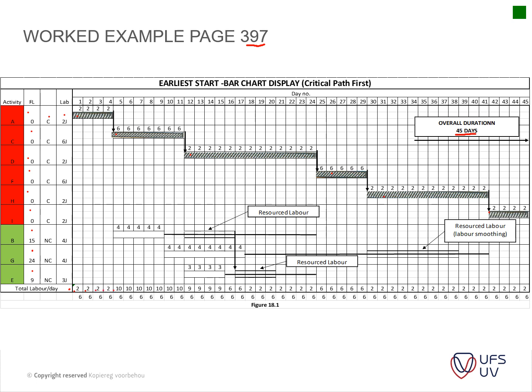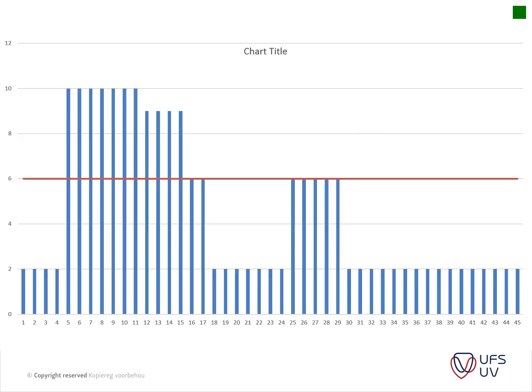And then from this table, you basically draw up a histogram, which is shown in figure 18.2, which indicates your peak demand. So it's very easy. You can see here in your histogram the amount of laborers that you need. So you can see you start out with only 2, and then on day 5 it peaks at 10, 7, and so forth.